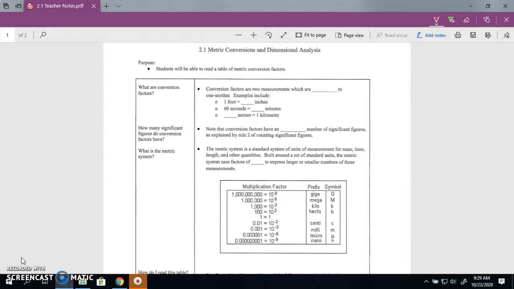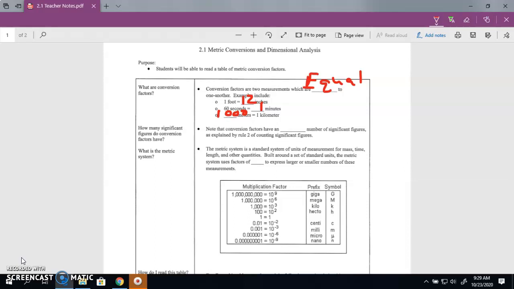Okay, so to start in with the notes, note that conversion factors are two measurements which are equal to one another. And you're familiar with all kinds of conversion factors. Conversion factors could be like 1 foot is equal to 12 inches. Those are two units of measurement that are equal to one another. Could be 60 seconds in 1 minute. Could be 1,000 meters in 1 kilometer. And those are all units of measurement that are equal to one another.